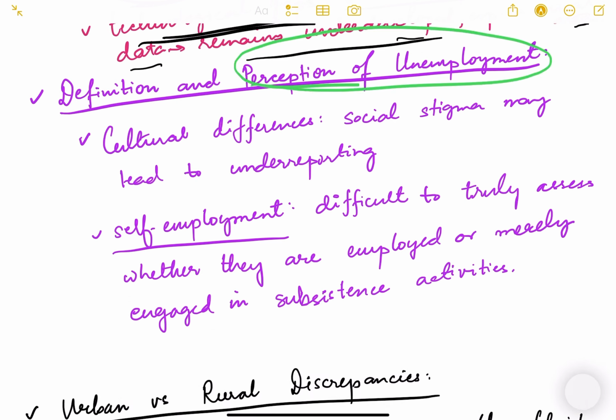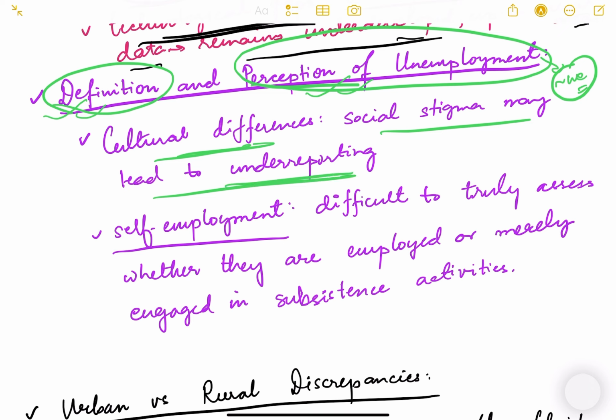Definition and perception of unemployment also matters. How do we define unemployment and how do we perceive unemployment? See, unemployment is considered to be a negative thing. People don't really feel proud of not being employed. In fact, they should not be. So there are cultural differences. Social stigma may lead to underreporting. Even if a person is not working at all and not earning anything, he will still say yes, I am working. So there is a social stigma attached to unemployment.